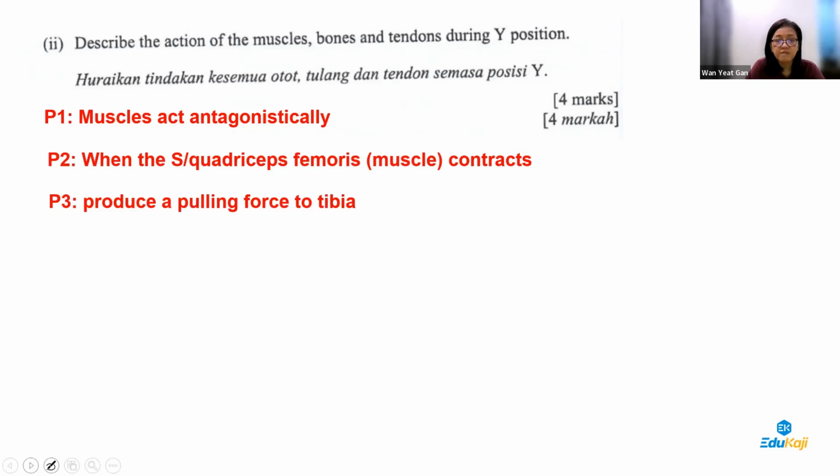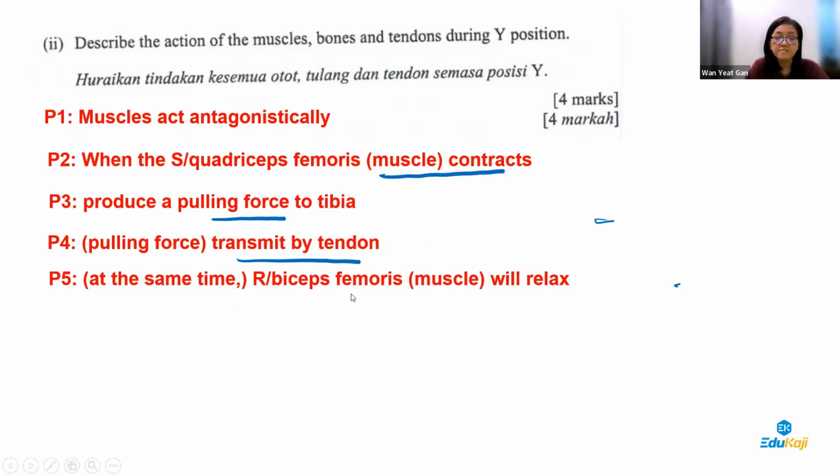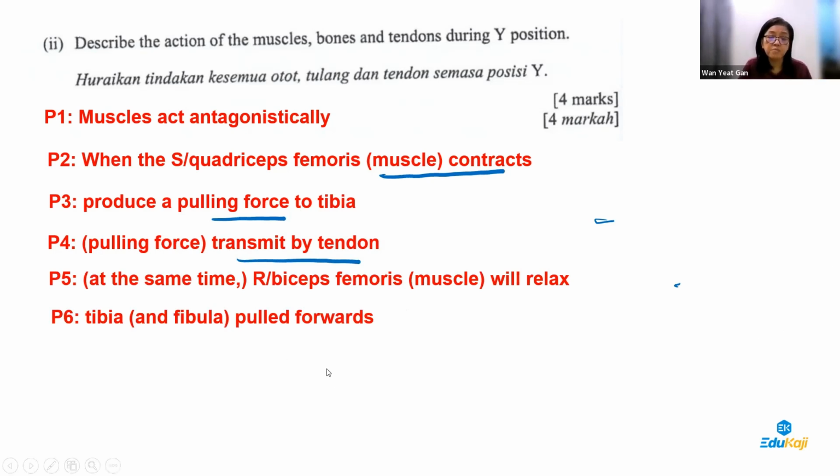So the S is quadriceps femoris. It will contract to produce a pulling force to the tibia. And this pulling force is transmitted by tendon. So remember, muscle always contracts to produce a pulling force. When it contracts, it produces force, and the force is transmitted by tendon to the bone, to where it is attached. At the same time, the other muscle, biceps femoris, will have to relax. Because when one muscle contracts, the other muscle relaxes. So it will pull the tibia forward and the leg becomes straightened.